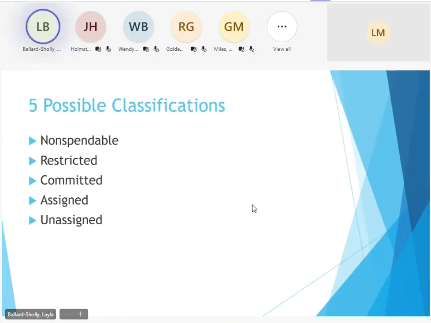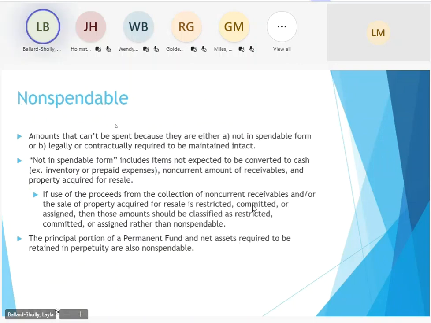So you have 5 different possible classifications you can use: non-spendable, restricted, committed, assigned, and unassigned. In most instances, you won't really have to select non-spendable if you're filling out the package. Non-spendable will be things that aren't actually in spendable form, like prepaid expenses or the long-term portion of receivables or inventory.